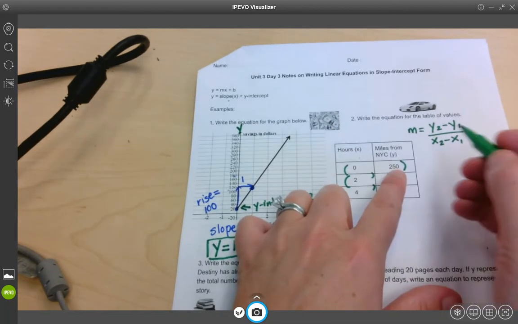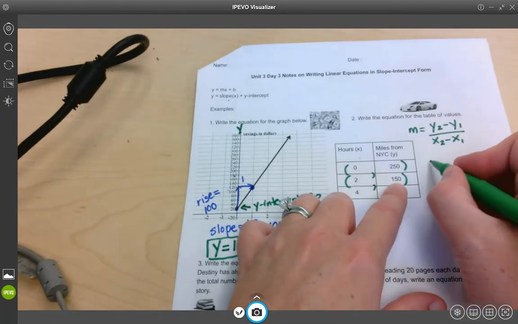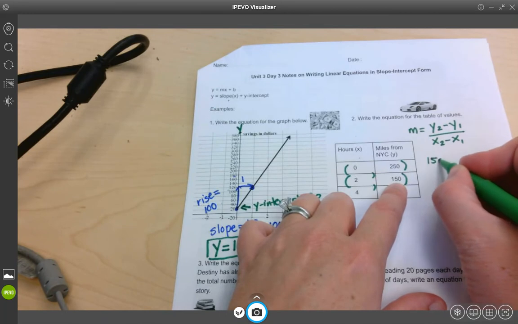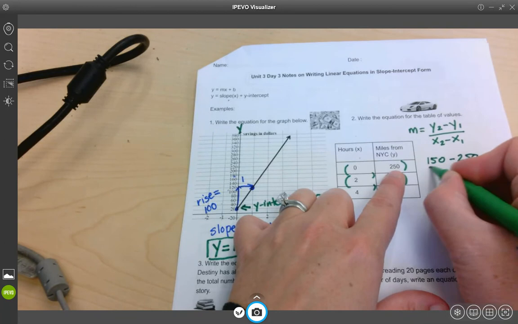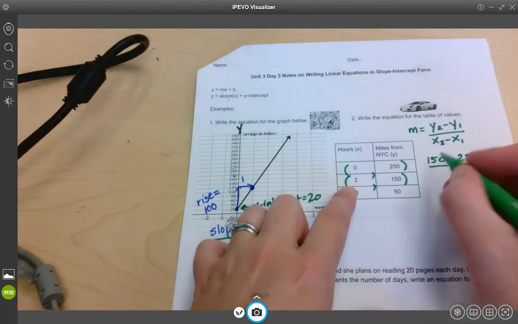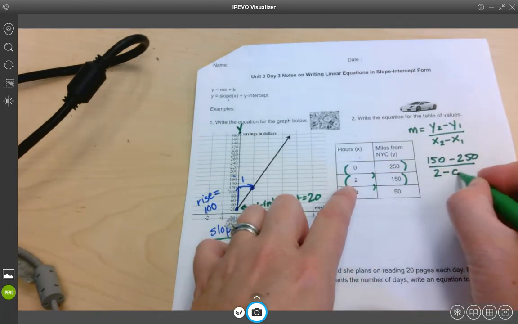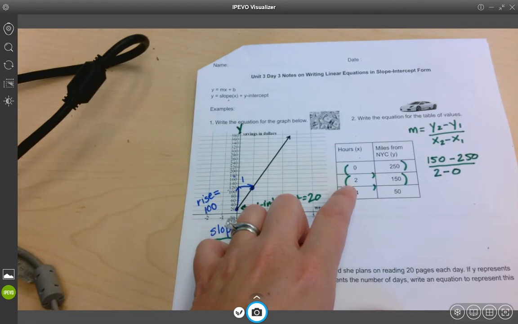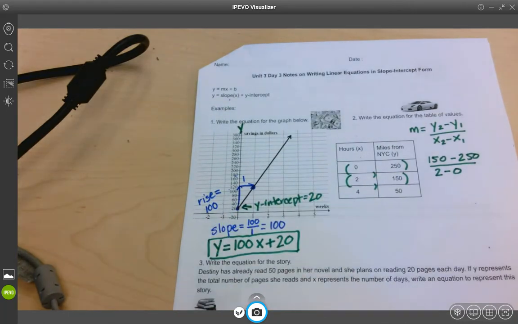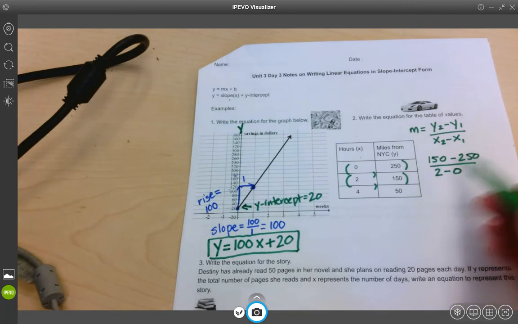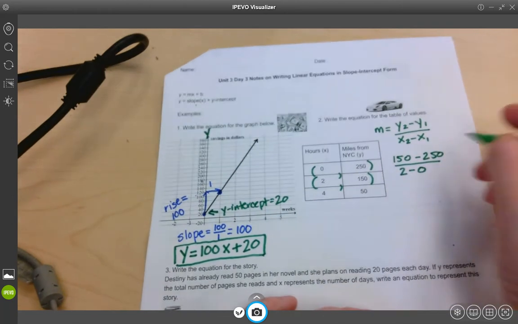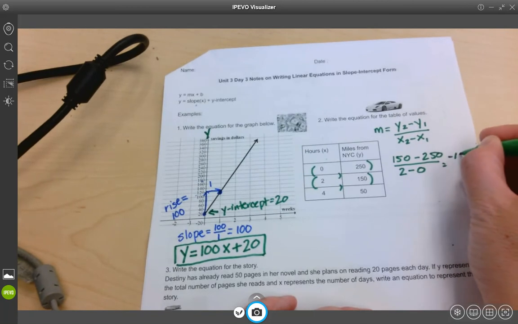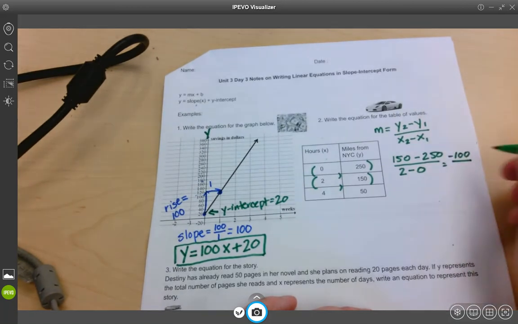All right, so our y's are the second number, so I've got 150 minus 250. The x's are the first numbers, 2 minus 0. What kind of number do I get for 150 minus 250? Negative. Negative, yep. So I'm going to get negative 100 over what? 2. Good.